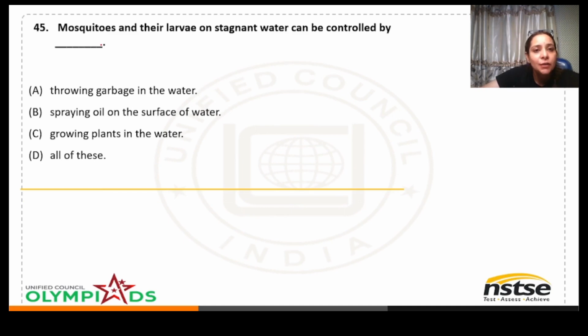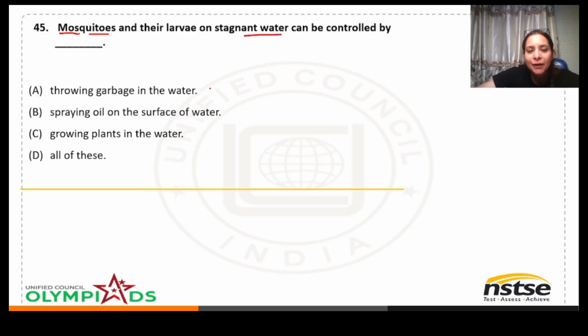Next, mosquitoes and their larvae on stagnant water can be controlled by dash. We all know mosquitoes' breeding place is water. Wherever you see standing water, that acts as a breeding place for mosquitoes. Now if we wish to control it, then how can we do it? We have 4 methods given in the options. Throwing garbage in the water.